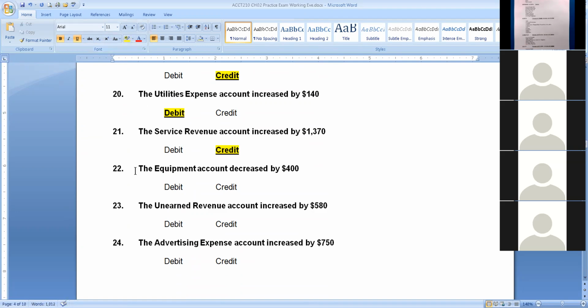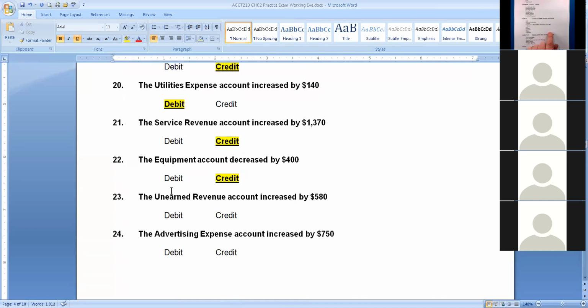The equipment account decreased. Credit. Yep, good. Equipment is an asset, and it's going to go down with a credit. Unearned revenue account increased. Credit. Yep, unearned revenue, liability, increase. Advertising expense. Expenses. Debit. Yep.